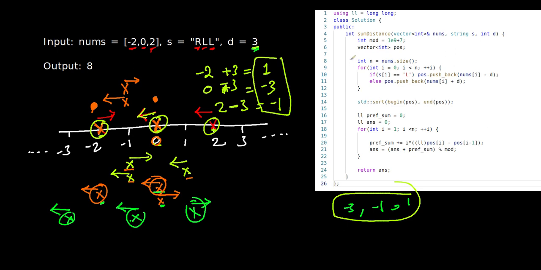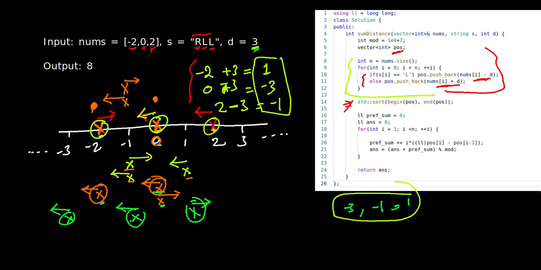So in this for loop we just fill the position vector based on these values to the right or to the left. If it's to the right, we just add, and if it's to the left, we subtract the distance from nums of I.